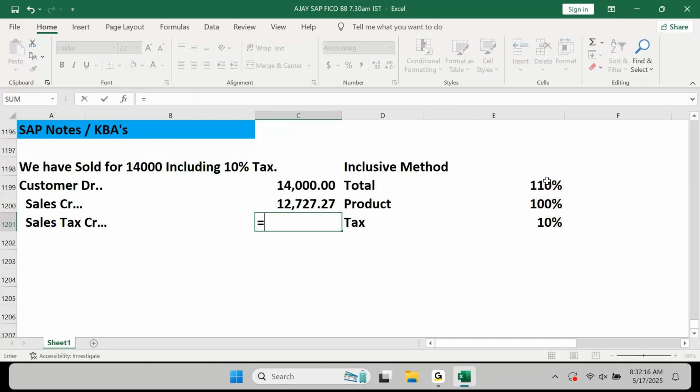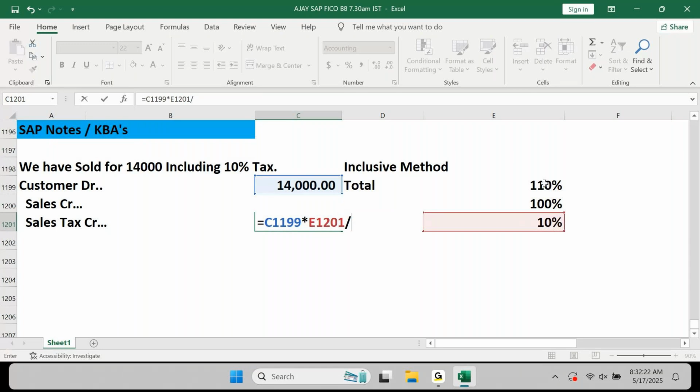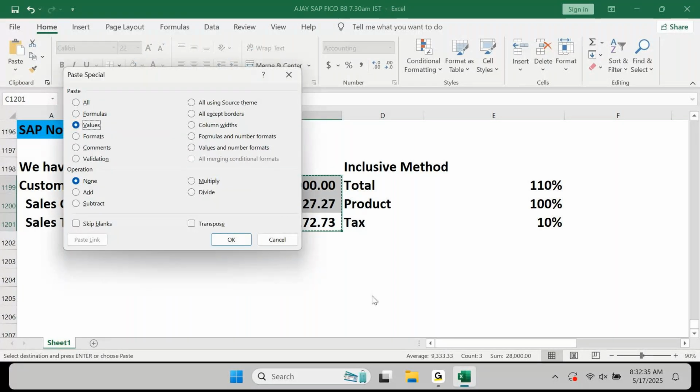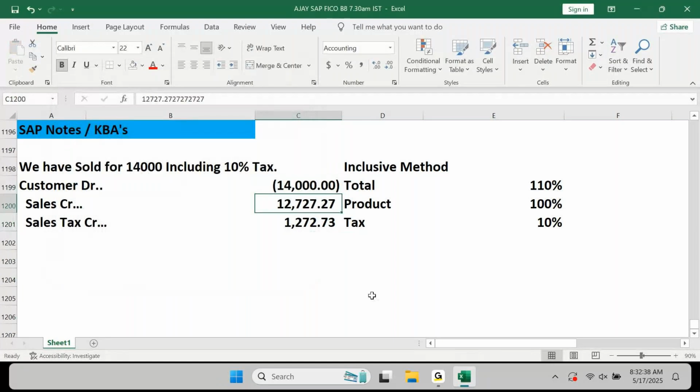Now tax value: 14,000 into 10 by 110. These two totals should come to 14,000. Is it equaling to 14,000 now? Yes. This is what you need to ensure. Calculations, any complications, or easy only? Easy.